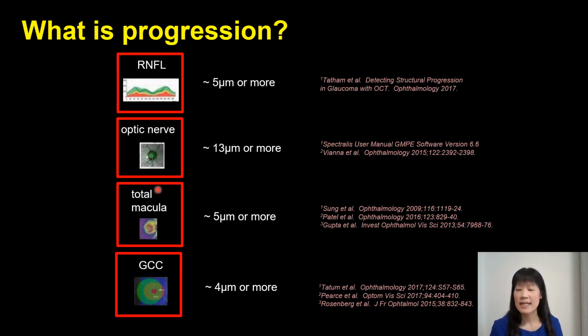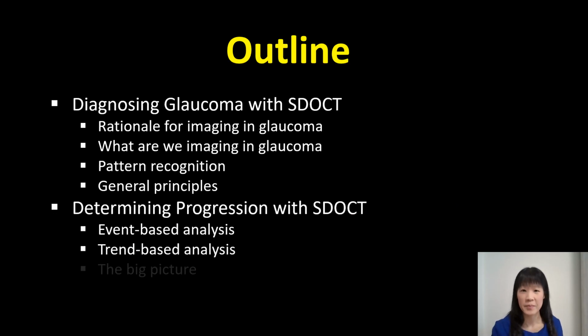So again, aside from pattern recognition, remember the numbers. If you see rule of fives, 5 or more, that might be significance for RNFL thickness or other regions. For the optic nerve, 13 is an unlucky number, and that portends possibly glaucoma disease worsening. So that's determining glaucoma progression by event-based analysis.